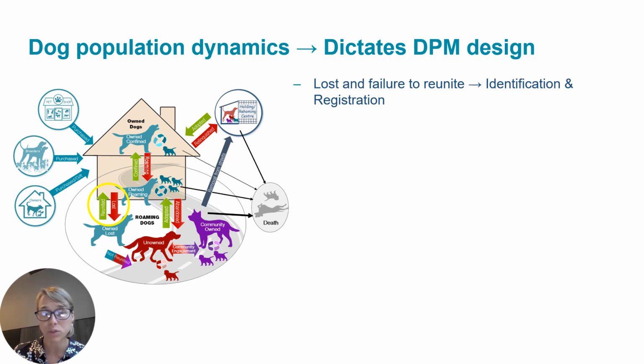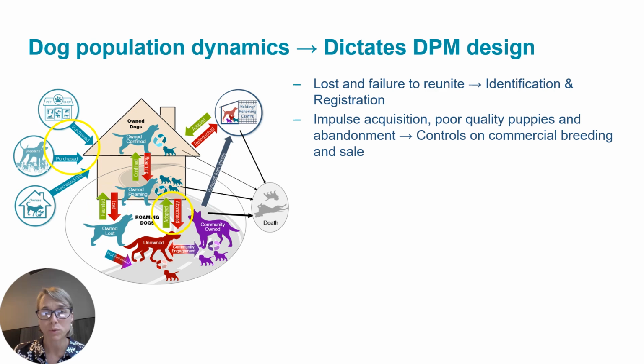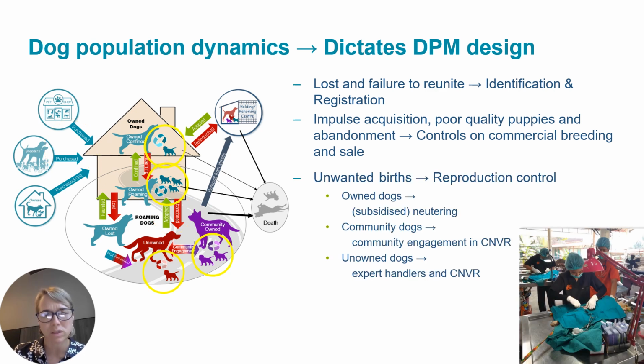So if loss and failure to reunite owned dogs is a significant source of free-roaming dogs, then we want to introduce identification and registration. If we find evidence of impulse acquisition or the sale of puppies with poor health and behaviour leading to subsequent abandonment, then we need controls on commercial breeding and sale. But of course, the most persistent dynamic process will be birth, and specifically for population management, unwanted births. Our goal is not to eliminate the entire dog population, it's to create balance in the number and type of dogs that are born with what is wanted and manageable.